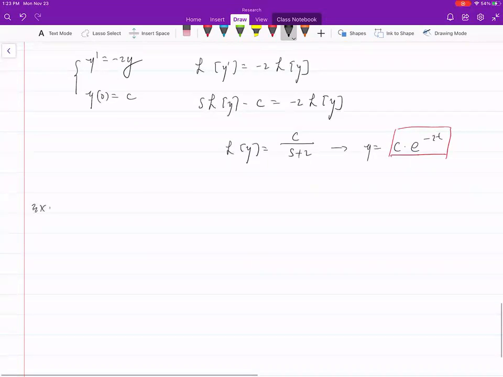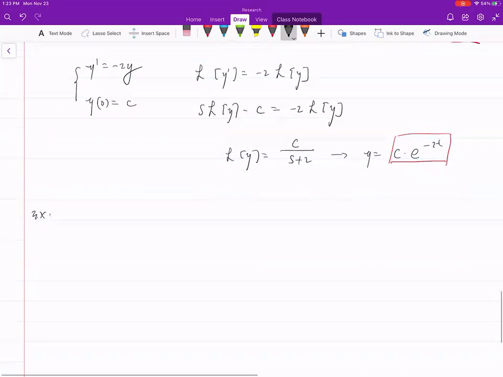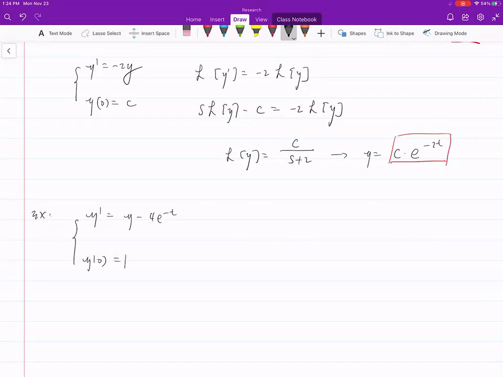Okay, let's try to do one more example. y prime minus 4y equals e to the negative t, y0 equals 1.